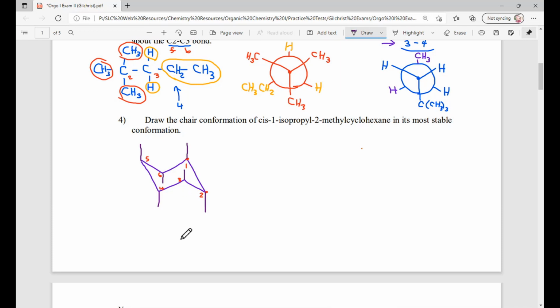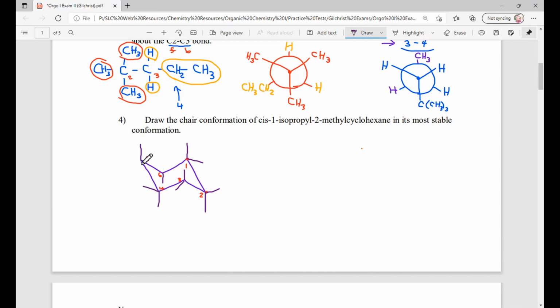Axial alternates between up and down. Equatorial is always just out to the side. So I say, okay, this is equatorial to the side, equatorial to the side, equatorial to the side. It's three-dimensional, so I have to draw it slightly down, but it's directed off at an angle to the side. Whereas axial is always straight up or straight down.